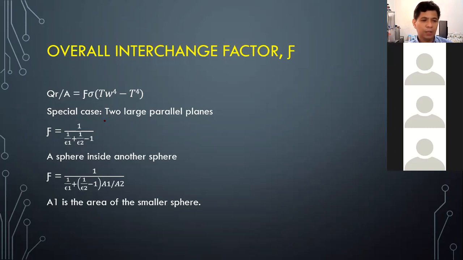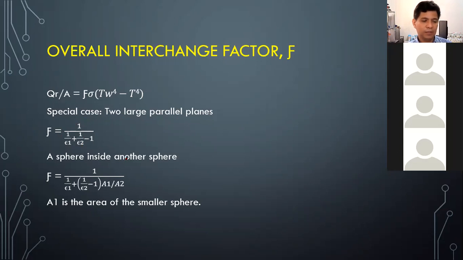So basically for two large parallel planes, the equation is 1 all over 1 over E1, the emissivity of the top plate, plus 1 over E2, the emissivity of the bottom plate, minus 1. So, this is the formula for two large parallel planes.